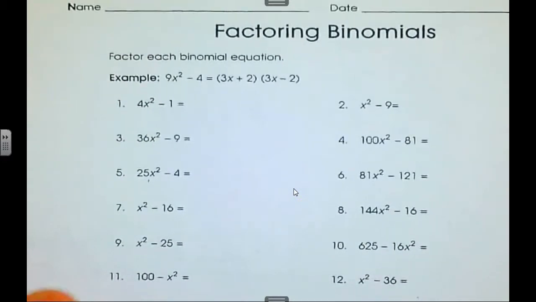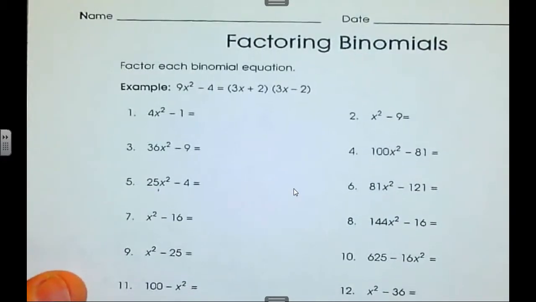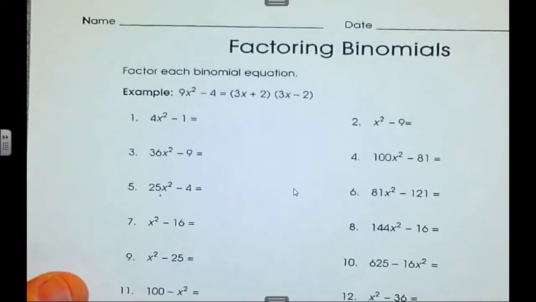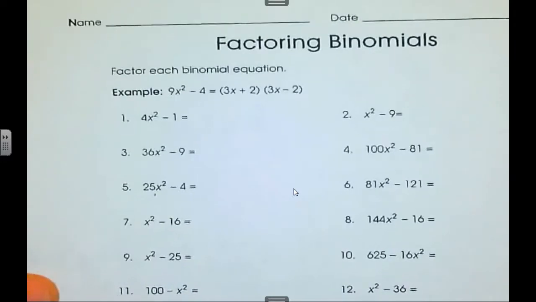Why are we not using the box method? If you know how to do it, fine. I'm not going to teach the box method. I think slide and divide is the easiest. All right, flip it over.